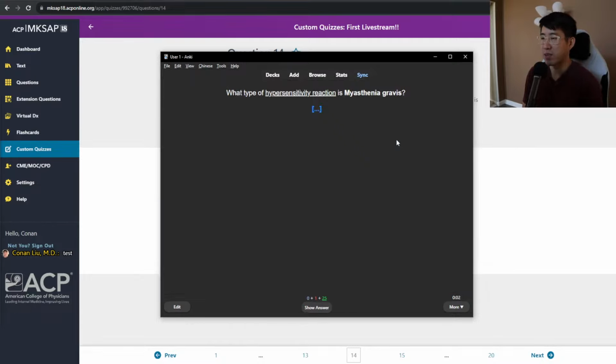What type of hypersensitivity reaction is myasthenia gravis? Probably type 2. It's a direct antibody mediated. Why should a patient increase their intake of vitamin D when starting carbamazepine? This is because of CYP induction of vitamin D hydroxylase.